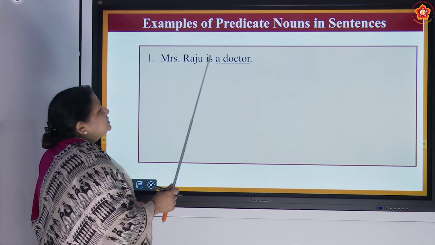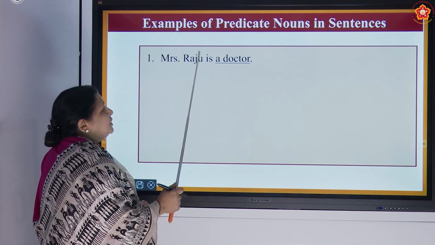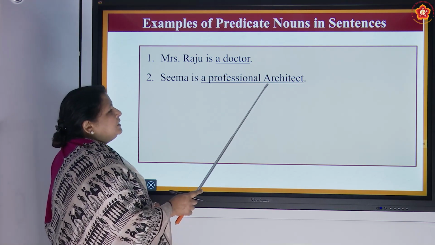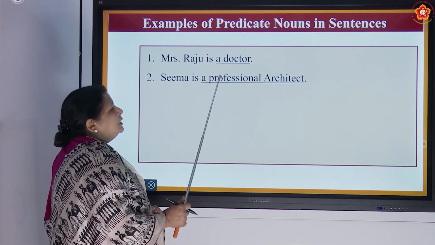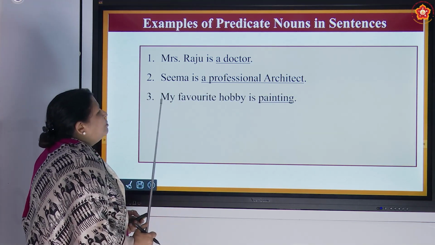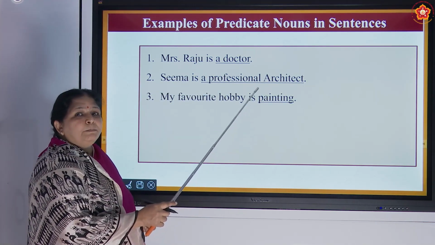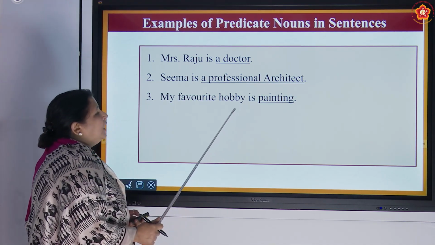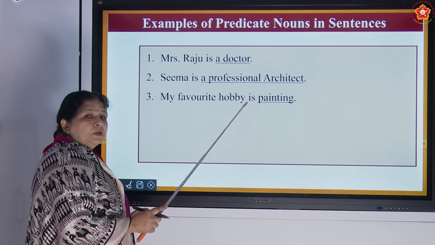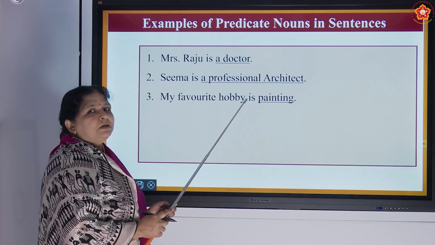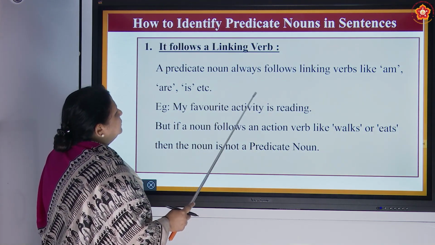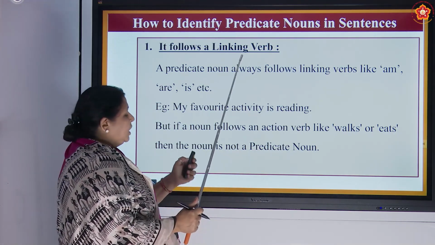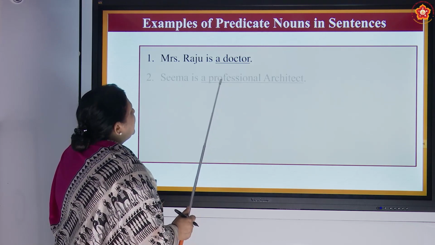Mrs. Raju is a doctor. Seema is a professional architect. My favorite hobby is painting. So, is, what is it? Yes, we have already done that, it is a linking verb like am, are and is. So you have to always apply that to it.